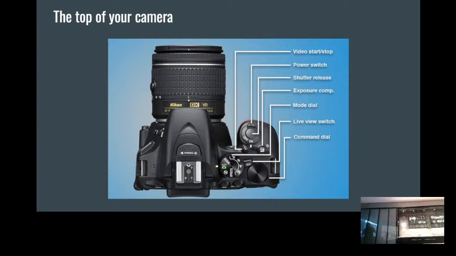Exposure compensation also exists on the camera. This helps you make the photo darker or lighter depending on the settings that are being used. Very useful if you've already gone through and manually controlled your camera and it's still not giving you the result that you want.